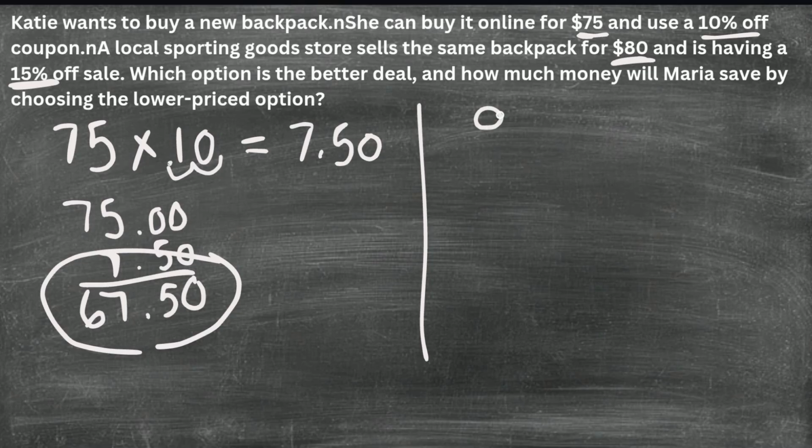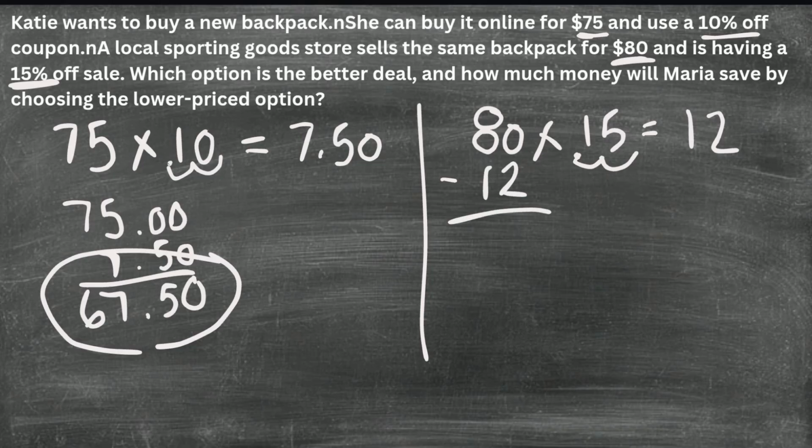Now we've got a local sporting goods store. With this one, we have $80. But this time we get a 15% sale. When you multiply this, 80 times 0.15, that gives me $12 off. Hey, that's not bad. So we're going to subtract 80 minus 12. 10 minus 2 is 8, and then we borrowed 1 here, so that's 7. So that gives me $68.